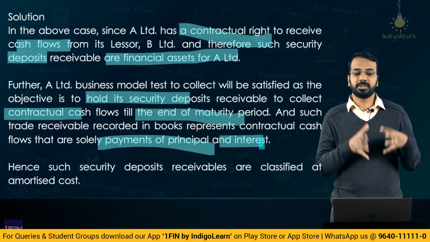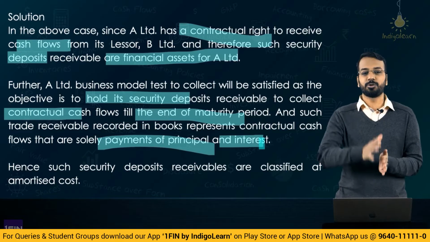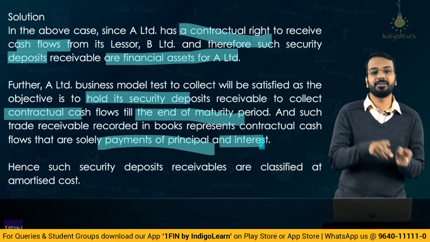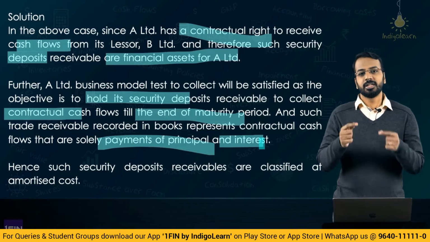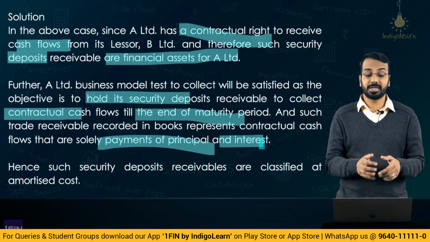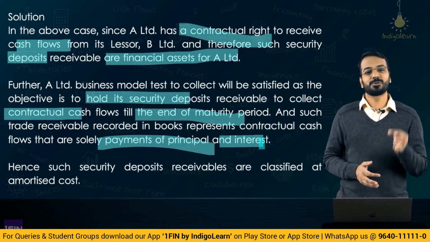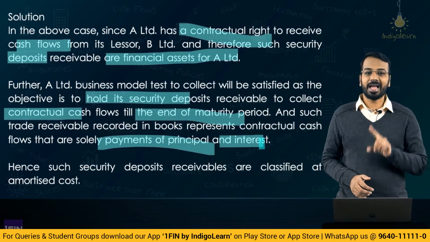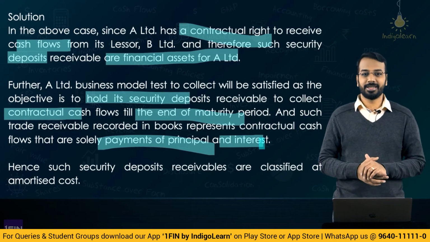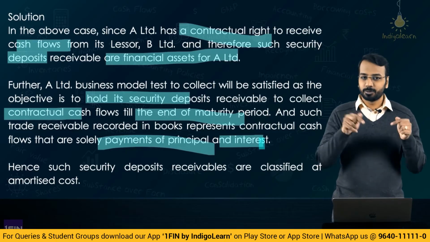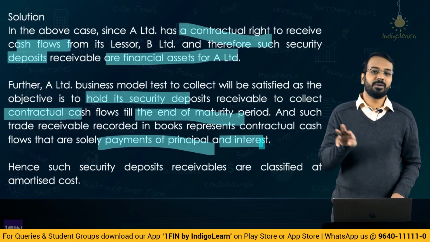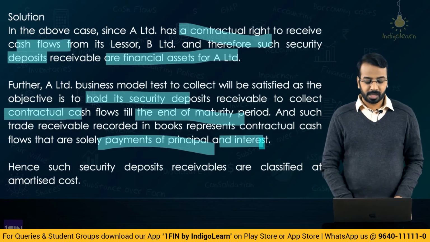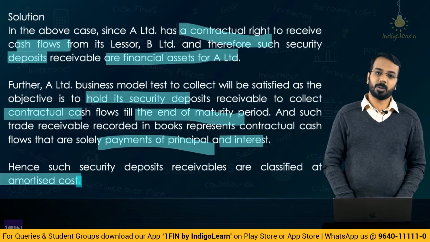See, for now, this aspect of breaking it down into principal and interest, all of that we will understand when we move on to the measurement part. For now, what you need to understand is the contractual cash flow characteristic test. If you look at it, the cash flows are solely the payment of principal and interest on principal outstanding. So where is the interest here? We will have to calculate the implied fair value, and based on that we will be calculating the interest. Hence, security deposit receivables are classified at amortized cost.